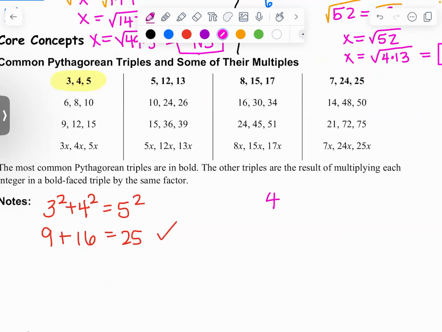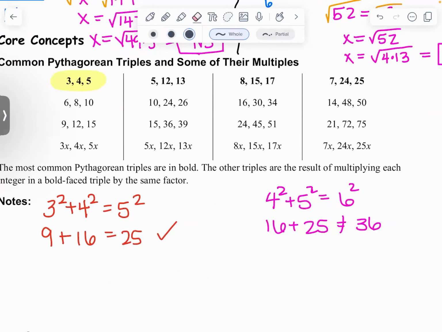So 4 squared plus 5 squared, does that equal 6 squared? We would have 16 plus 25, does that equal 36? No. So these do not make a right triangle, because they don't satisfy the Pythagorean theorem. Now, in about 5 minutes we're going to talk about what kind of triangle this tells us it is, but we'll get there.